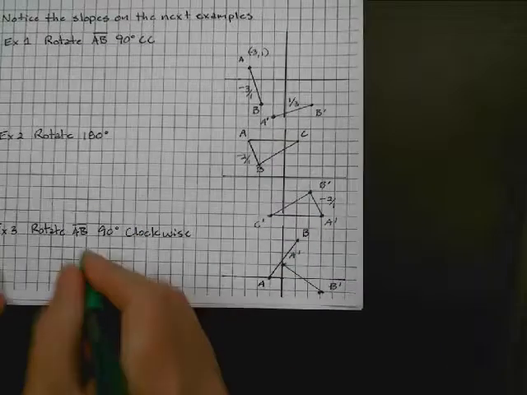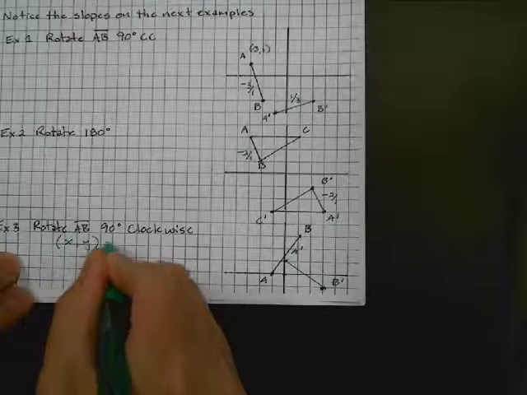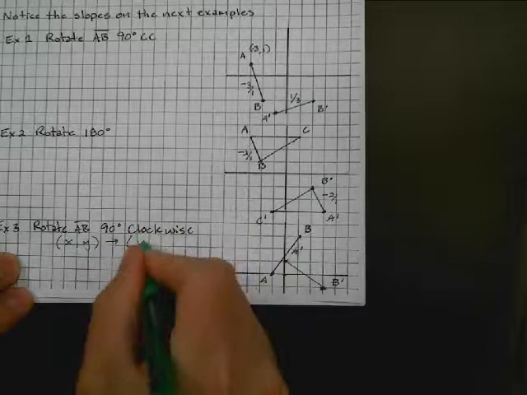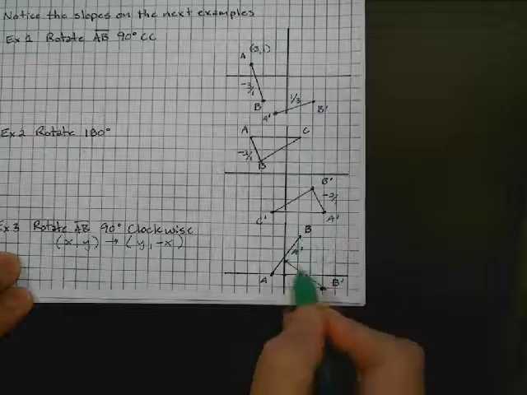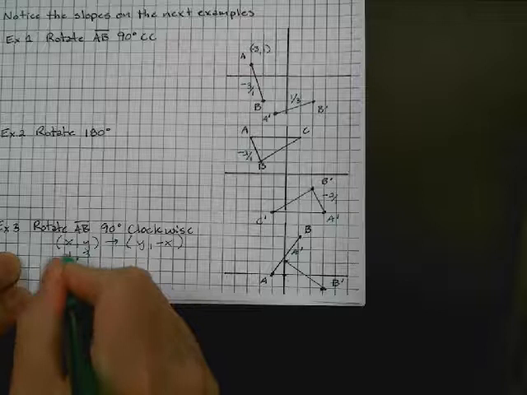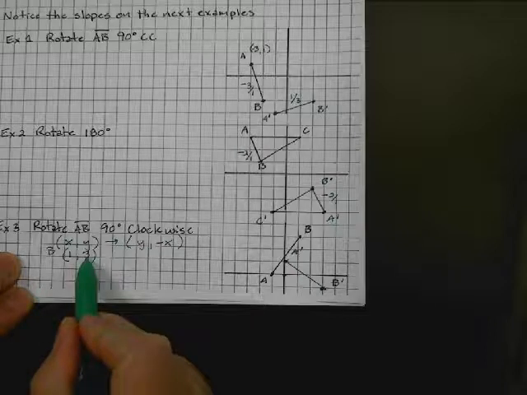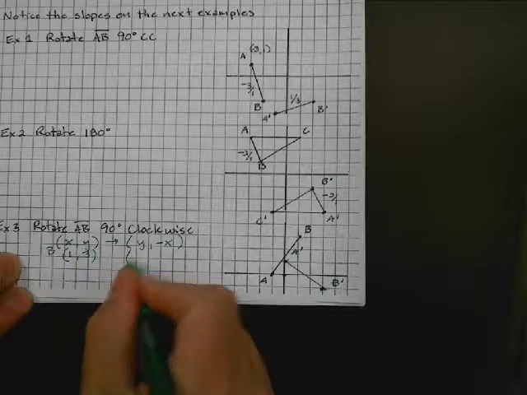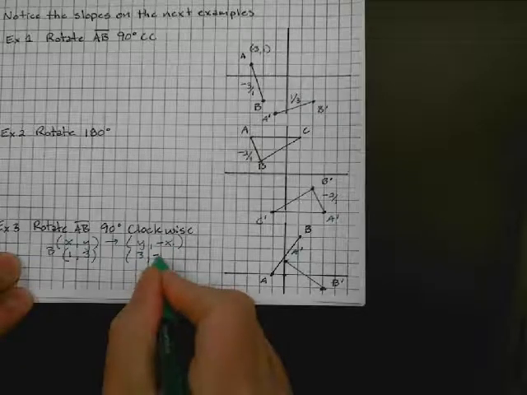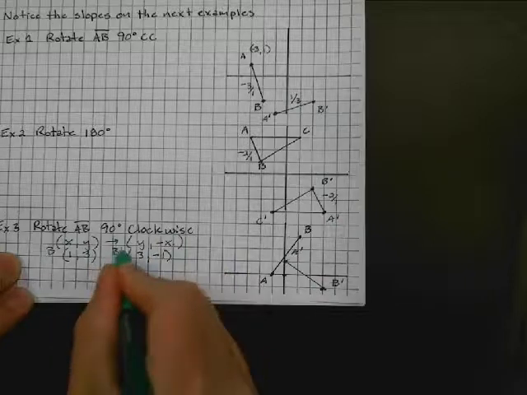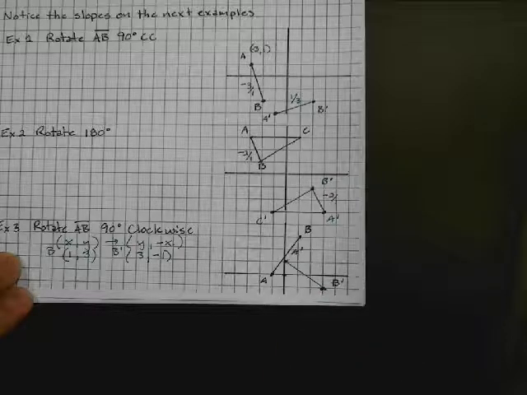For instance, we know that a 90 degrees clockwise rotation should give us the coordinate notation of y, negative x. So if I start off with B, B is at 1, 3. So here, y, that would be 3. So this is my y. So that's going to be 3. Negative x. Well, x is 1, so it's going to be negative 1. And that would be B prime. 3, negative 1. There we go. So the coordinate notation tells us exactly where it's going to be.